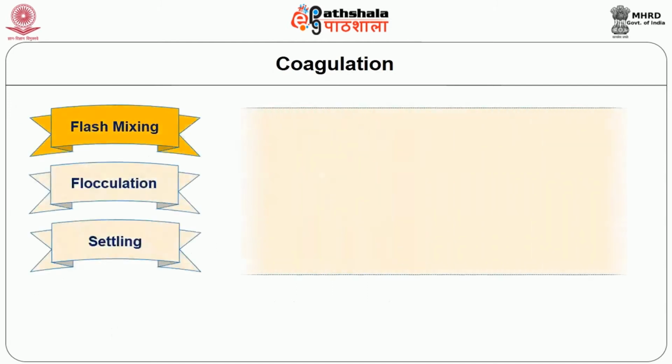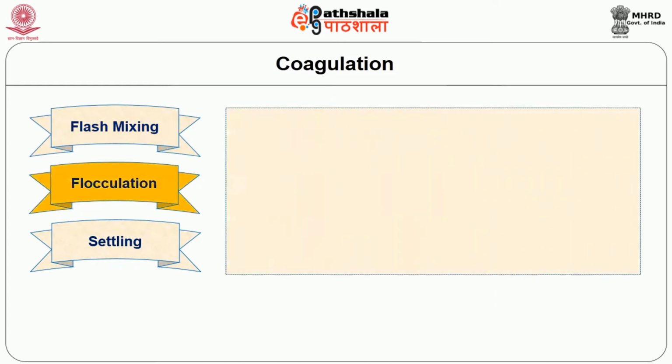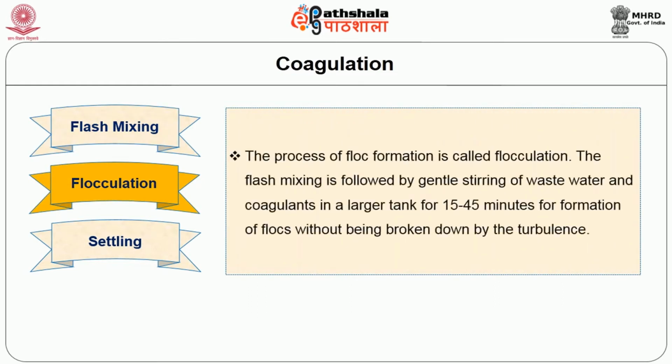There are 3 steps involved in coagulation. They are flash mixing, flocculation and settling. In flash mixing, the coagulants, coagulant aids and chemicals for pH adjustment are rapidly mixed for 4 to 6 minutes in a smaller tank for greater dispersion. The second step is flocculation. The process of floc formation is called flocculation. The flash mixing is followed by gentle stirring of wastewater and coagulants in a larger tank for 15 to 45 minutes for formation of flocs without being broken down by the turbulence.